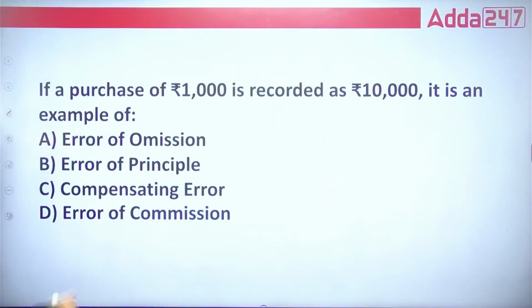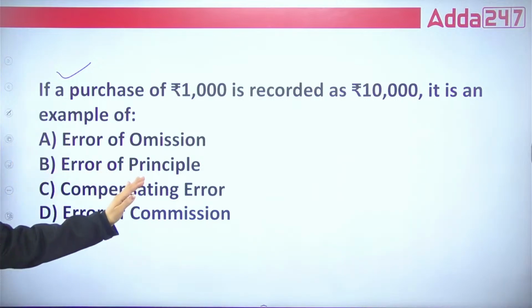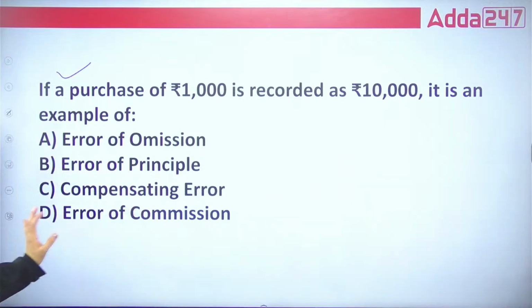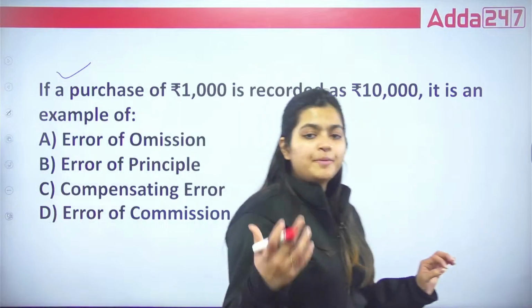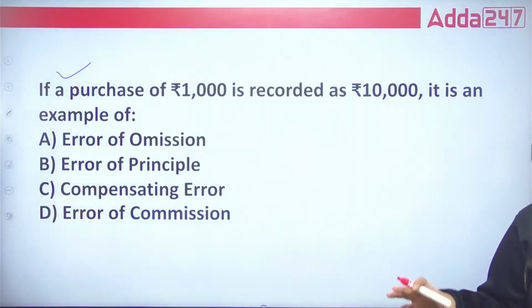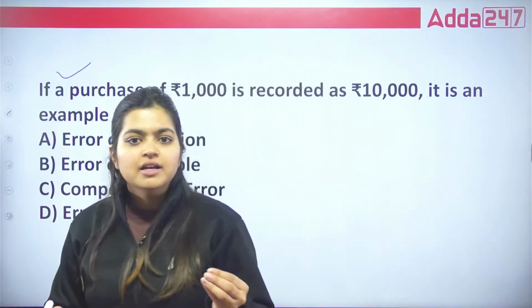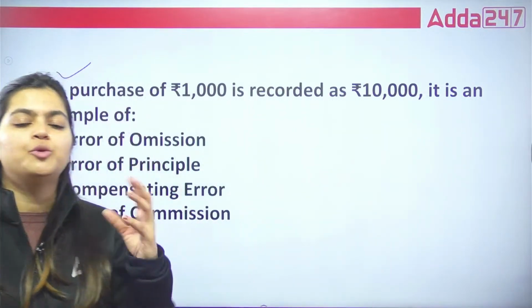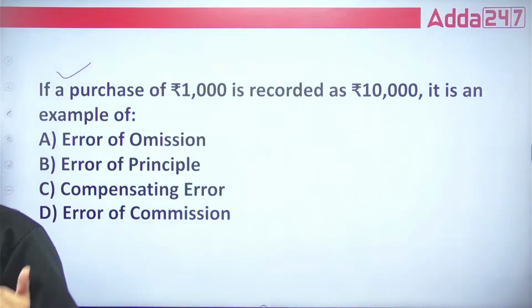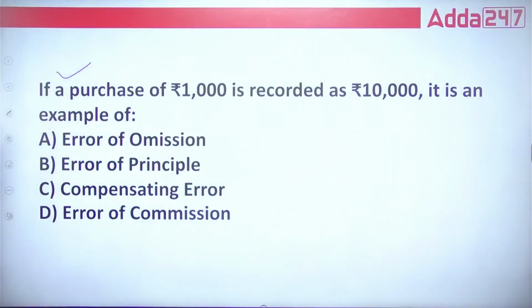Coming to the next, if a purchase of 1,000 is recorded as 10,000, it is an example of A, error of omission, B, error of principal, C, compensating error, D, error of commission. This question is based on your errors. When you prepare trial balance, if there is a mismatch between your debit and credit, we have learned about so many errors. Now, how to identify which type of error your accountant has made? That is the next important thing.